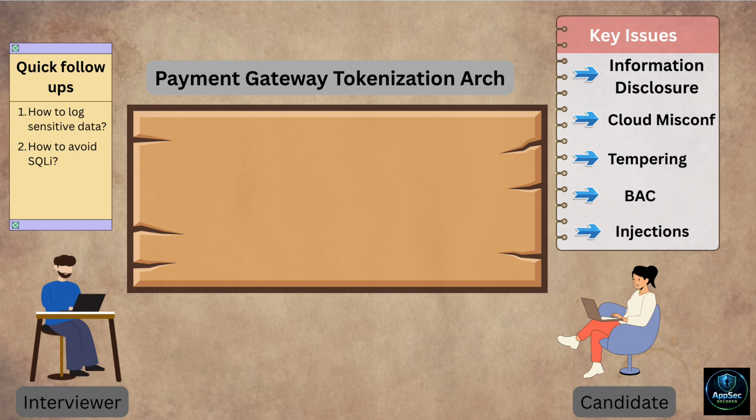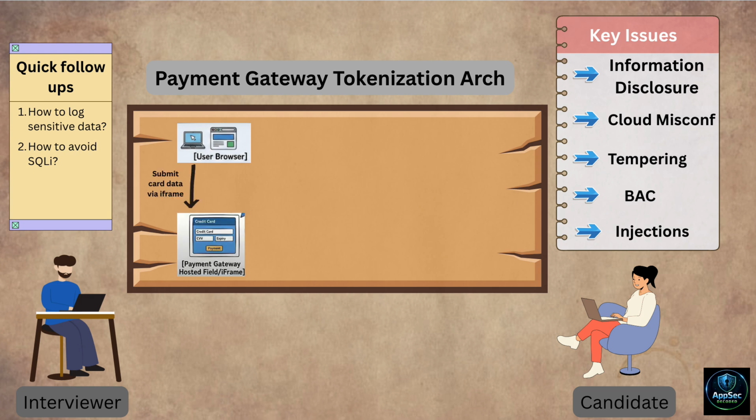The safest architecture is one where we never handle actual card data ourselves. Instead, we use payment gateway tokenization. Here's how the improved flow looks. In the browser, the user enters card details into an iframe or hosted field served directly by the payment gateway. The data goes straight from the browser to the gateway, bypassing our servers entirely. The gateway returns a unique, random token. This token is useless outside of our merchant account.